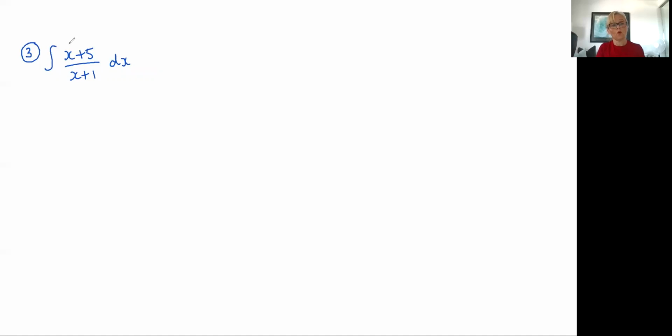Well, the order of the numerator is the same as the order of the denominator. So how about we do a division and see how we go? This will bring back some memories for some of you. If we have our x plus 5 and we're dividing that by x plus 1.